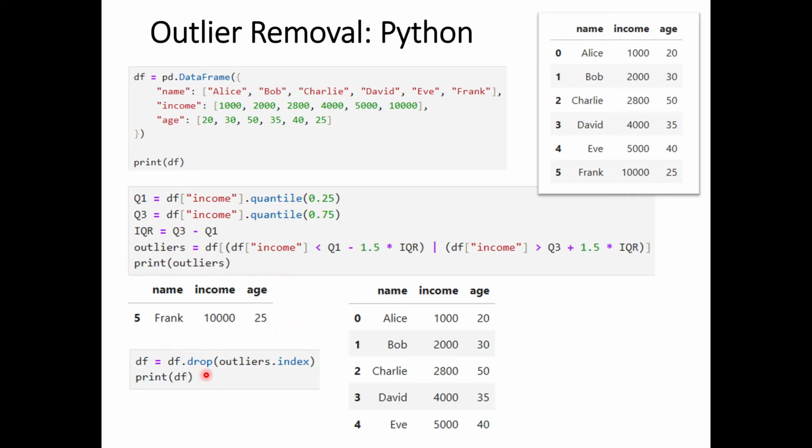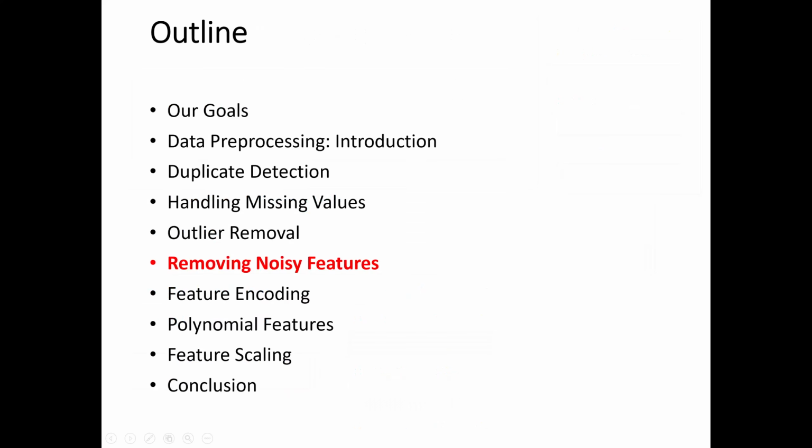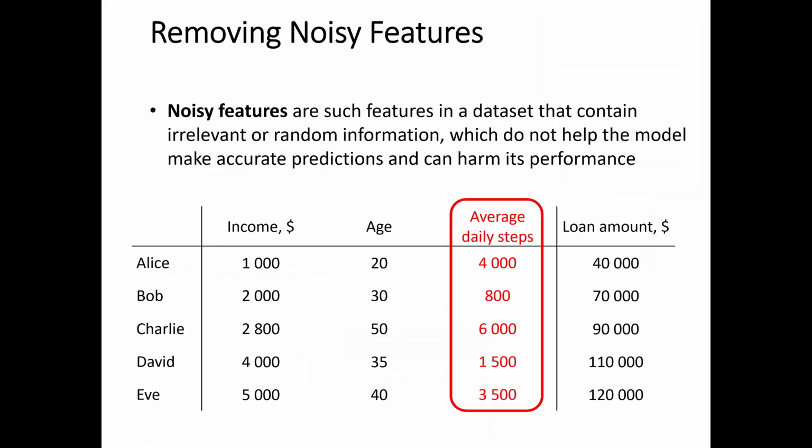The drop function removes the detected outliers by the indexes. Now let's move on to the task of removing noisy features. Noisy features are such features in a dataset that contain irrelevant or random information. They don't help the model make accurate predictions and can even harm its performance.